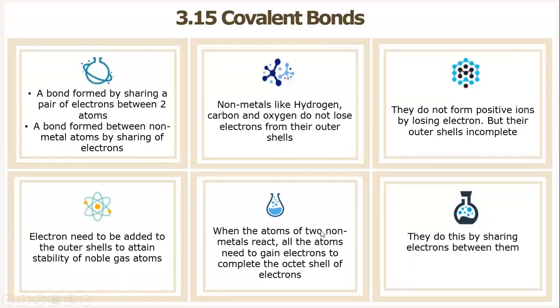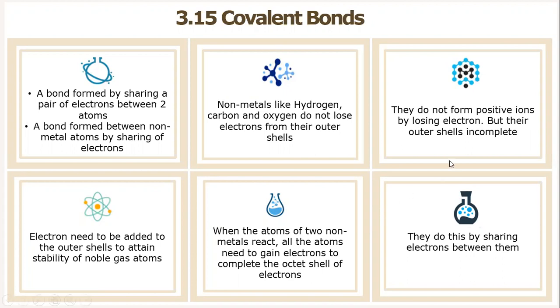Let's look into the covalent bonds. A covalent bond is a chemical bond that involves the sharing of electrons to form electron pairs between atoms. So let's look into the detailed properties of covalent bonds. A bond formed by sharing a pair of electrons between two atoms. A bond formed between non-metal atoms by sharing of electrons.